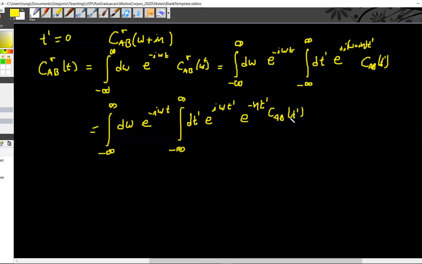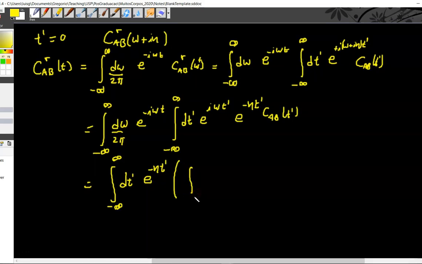All right, now this, oh yeah, I forgot one thing. I forgot a 2 pi here for normalization, so that's the inverse, so I need a 2 pi here. And so I can do this, minus infinity dt prime. There's this exponential here that's going to be important. It's going to kill everything for longer times.